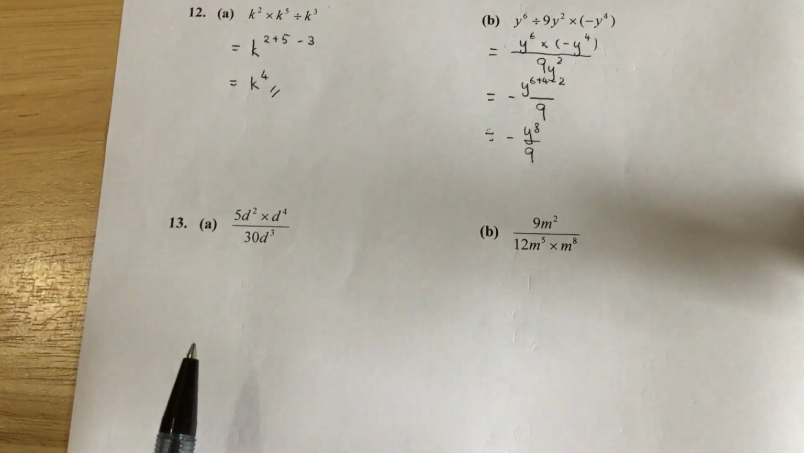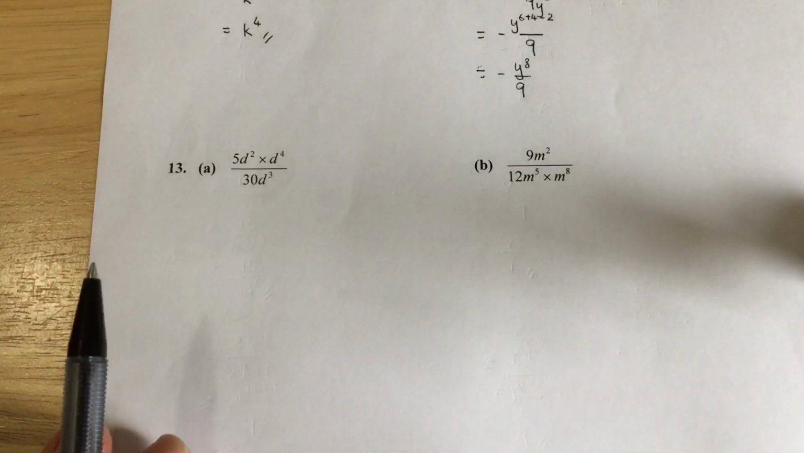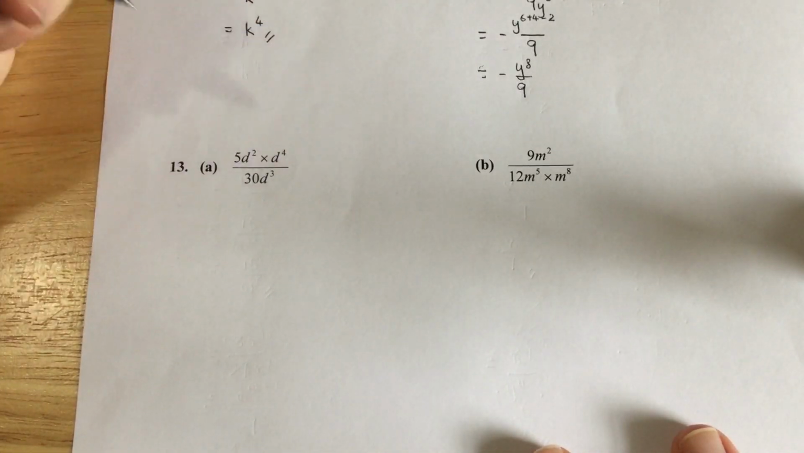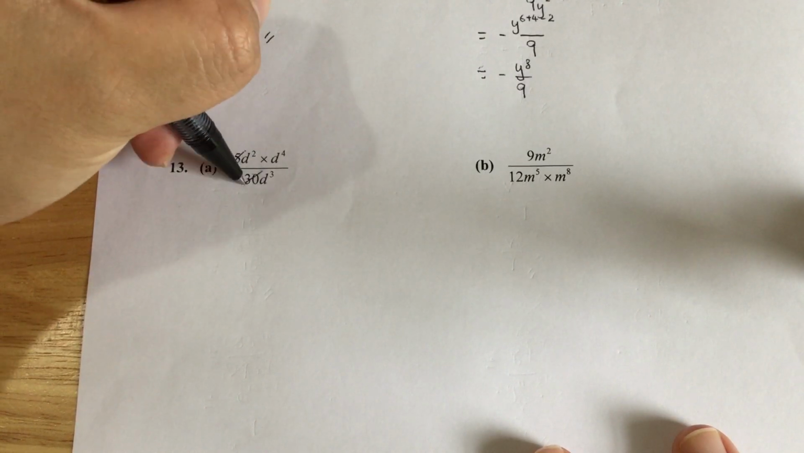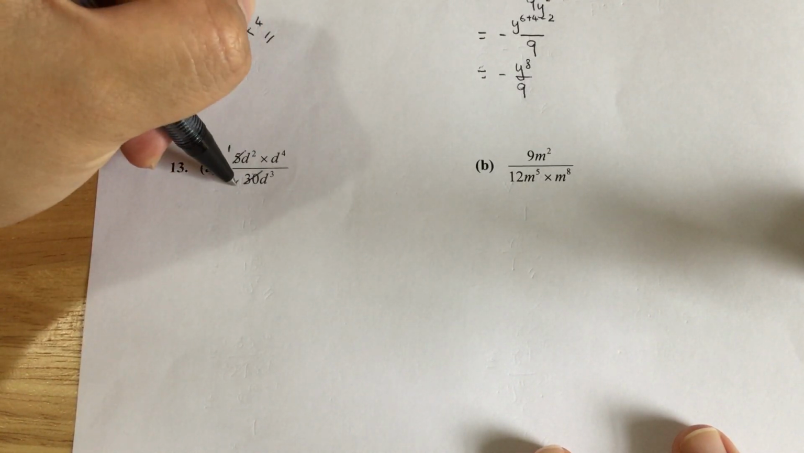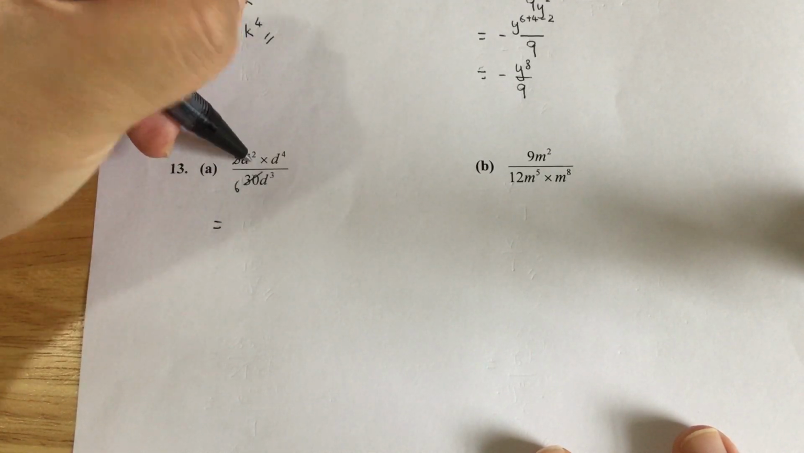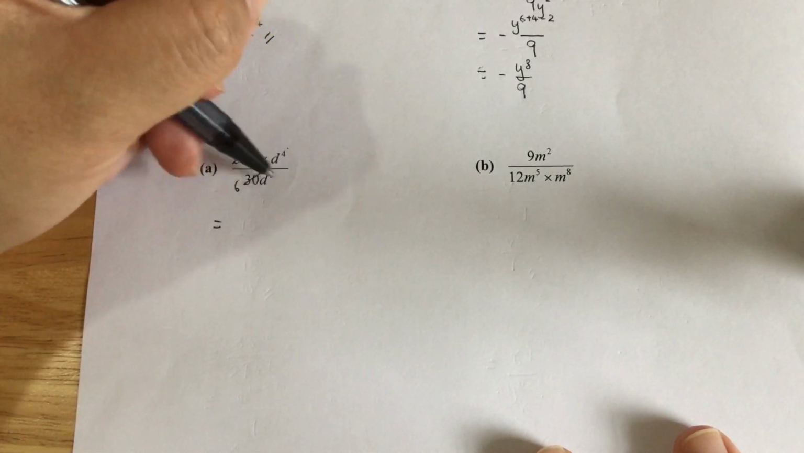Okay, now for 13a and 13b, once again, you can do the cancellation. For numbers, you have 5 and 30. So this is 1, this is 6. So for D, 2 plus 4 is 6. Which one is greater than this one?